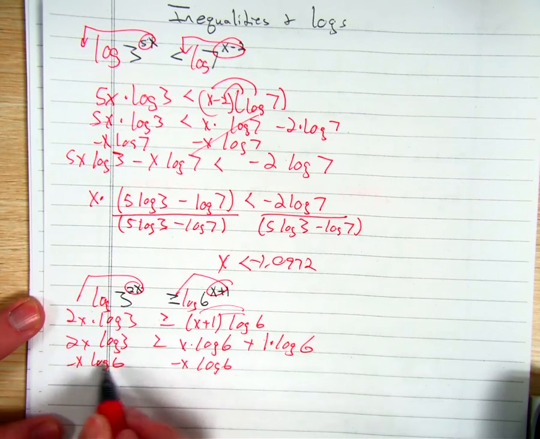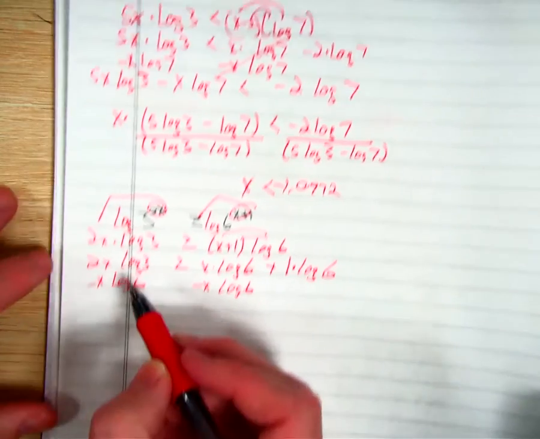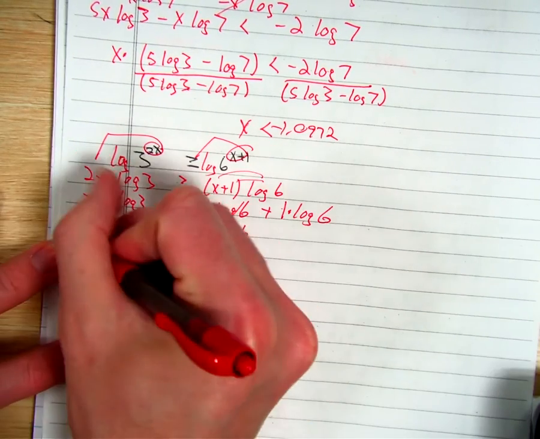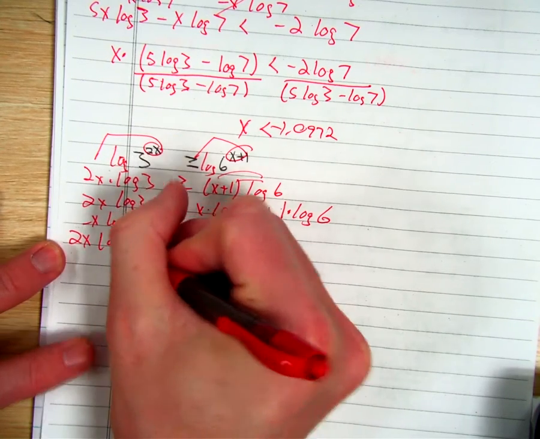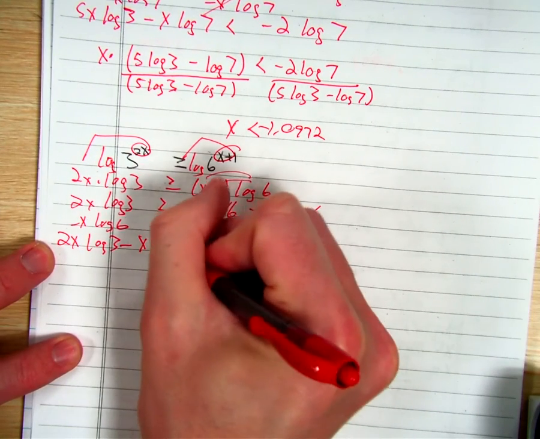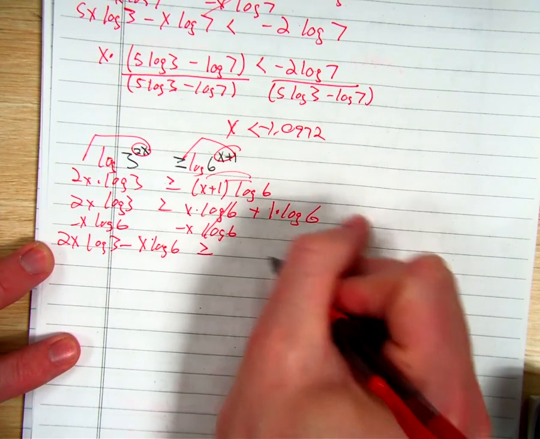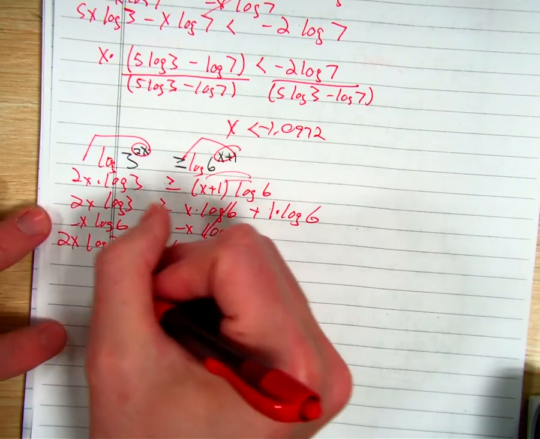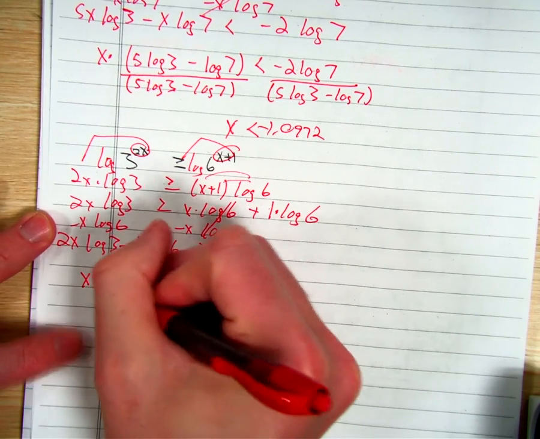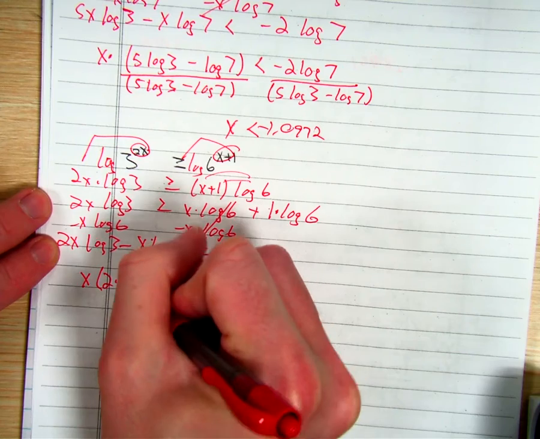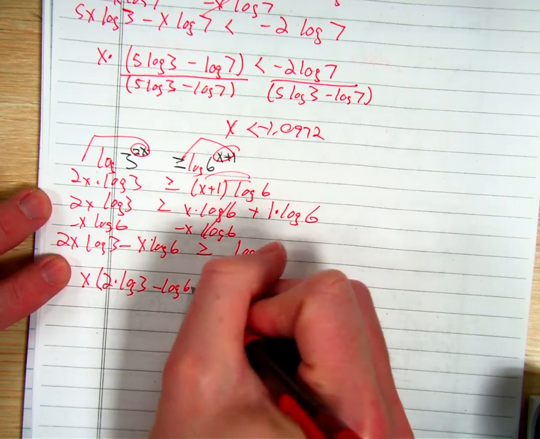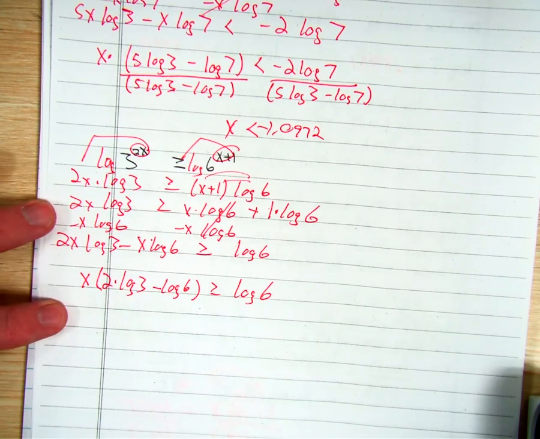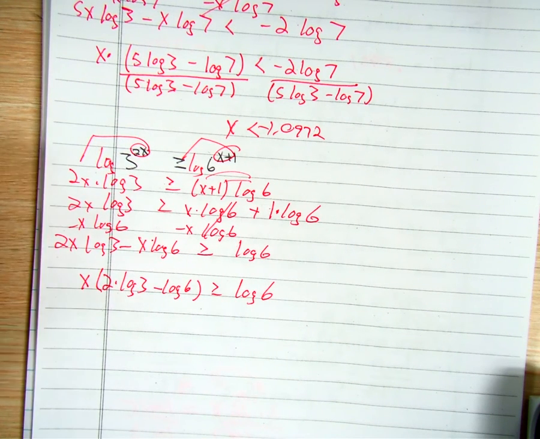Okay, these aren't the same logs, so I can't just subtract them. I can't just subtract those and call it 1x log of whatever. Okay, can't do that. So you have to keep them separate. 2x log of 3 minus x log 6 greater than or equal to log of 6. Next step, pull out the x, put the x out in front. X times, now that's going to be 2 log 3 minus log 6 greater than or equal to log of 6. Okay, it's x times a giant set of parentheses.